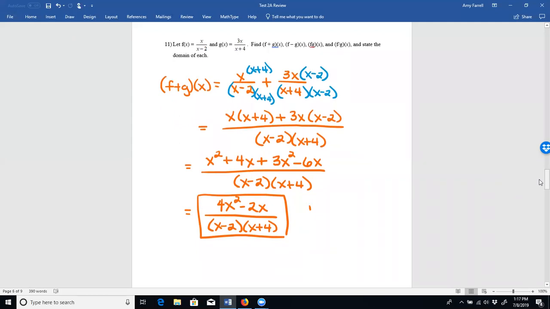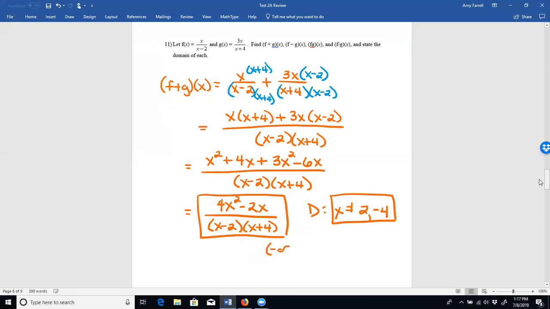The domain, we can look at our answer, and we do not want to divide by 0. So we do not want x to be positive 2, because 2 minus 2 is 0. We also do not want x to be negative 4. So x cannot be 2 or negative 4. That's our domain. I, as an instructor, am just fine with students using this notation. But if your instructor requires interval notation, make sure you follow their guidelines.